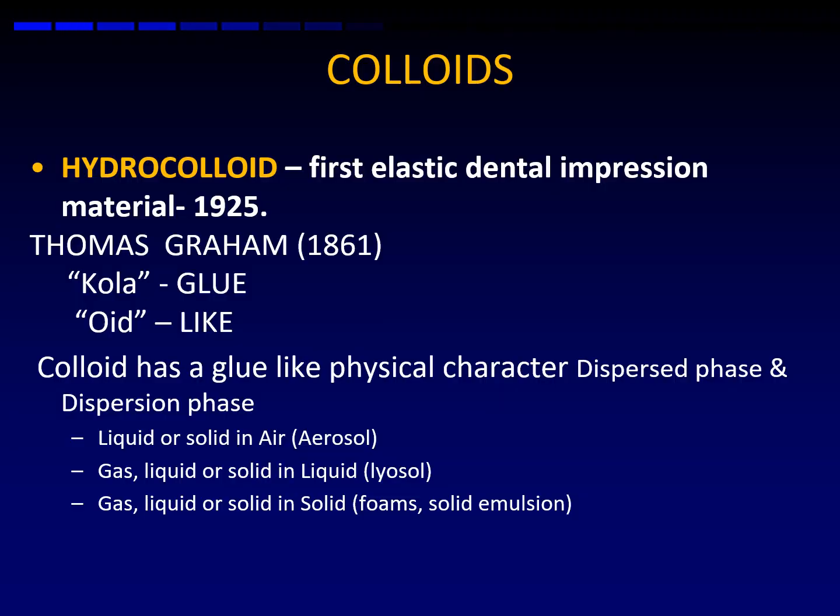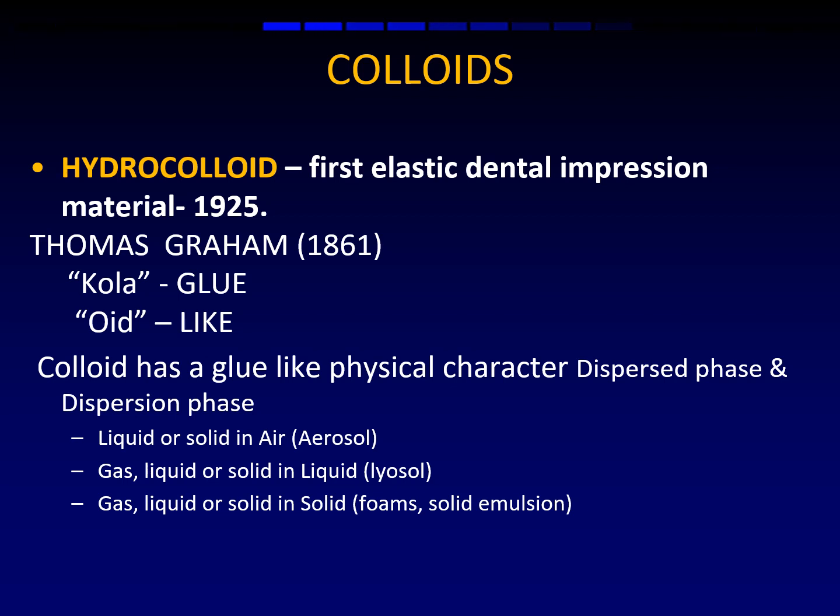We all know the three states of matter, that is solid, liquid and gas. There is a fourth state of matter that is called colloids. What is colloid? If the particle size is less than 200 nanometer, then it is called colloids. Hydrocolloid is the first elastic impression material introduced in dentistry in 1925. Thomas Graham in 1861 called it a glue-like material.